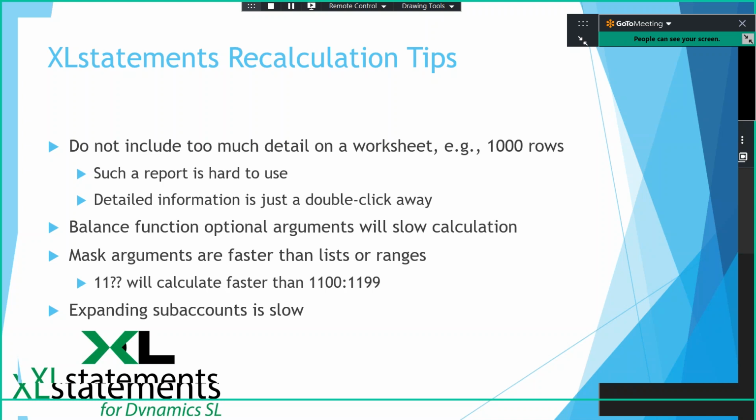And here's something that I don't normally mention, but using masks for your argument is faster than using lists or ranges. So if you've got a range, like my example here, 1100 through 1199, if you just use 11 question mark, that's going to recalculate faster than that same range. It's going to get you exactly the same thing, but it's going to recalculate slower if you use a range or if you use a list. If you can use some kind of range instead of a list, then definitely, and if you use some kind of mask instead of a list, then I would definitely say that's going to be faster as well.